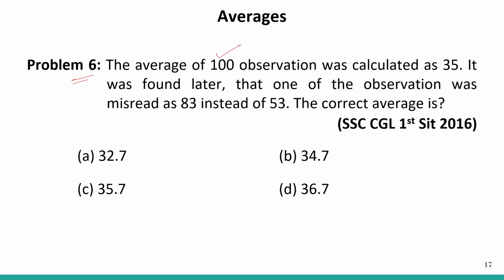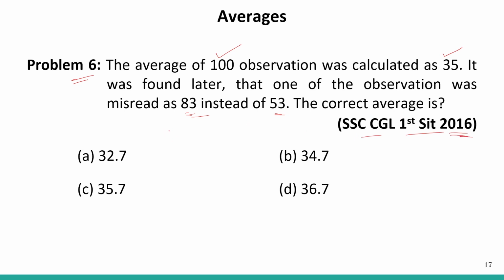The average of 100 observations was calculated to be 35. And it was actually found later that one of the observations was measured as 83 instead of 53. So the input for the average was 83, but it should have been 53. So the correct average will be what? So this question has been asked in SSC CGL first sitting 2016 paper.